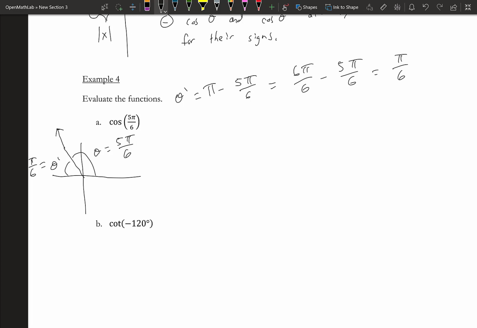So then the idea is if we make a right triangle, and pull that triangle over here, maybe just for a little ease, this is pi over 6, which is theta prime.